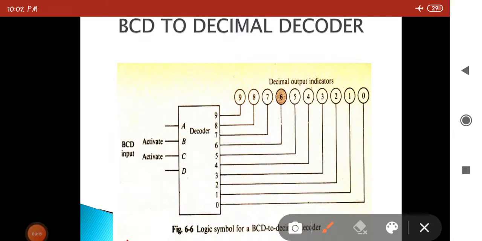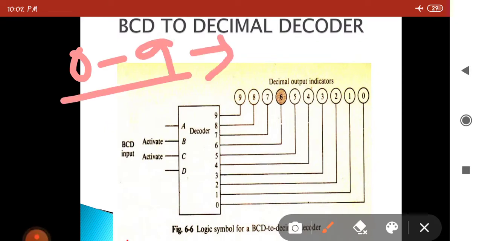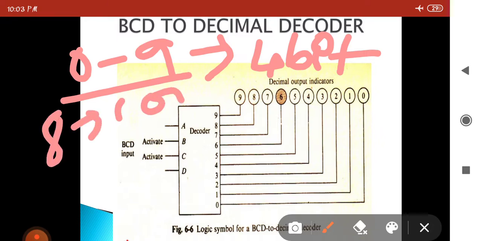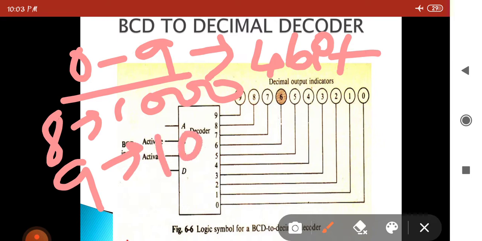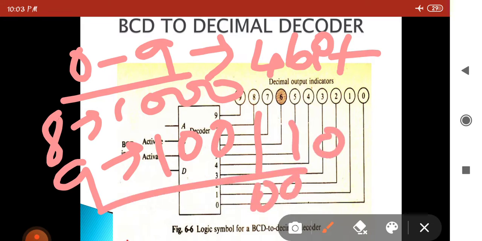The answer is, the numbers 0 to 9 can be written in 4-bit numbers. Can we write 8 as 1000? Yes. Can we write 9 as 1001? 10 will come as 0001 0000. In BCD, only the 0 to 9 numbers have 4 bits. That's why we can use it.